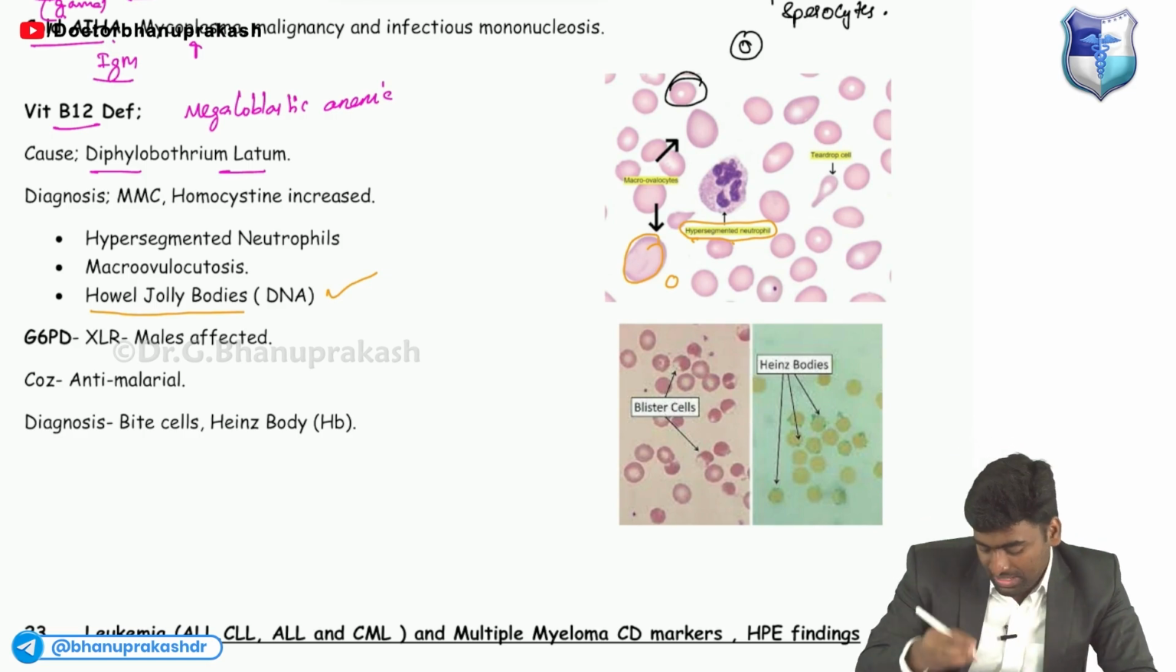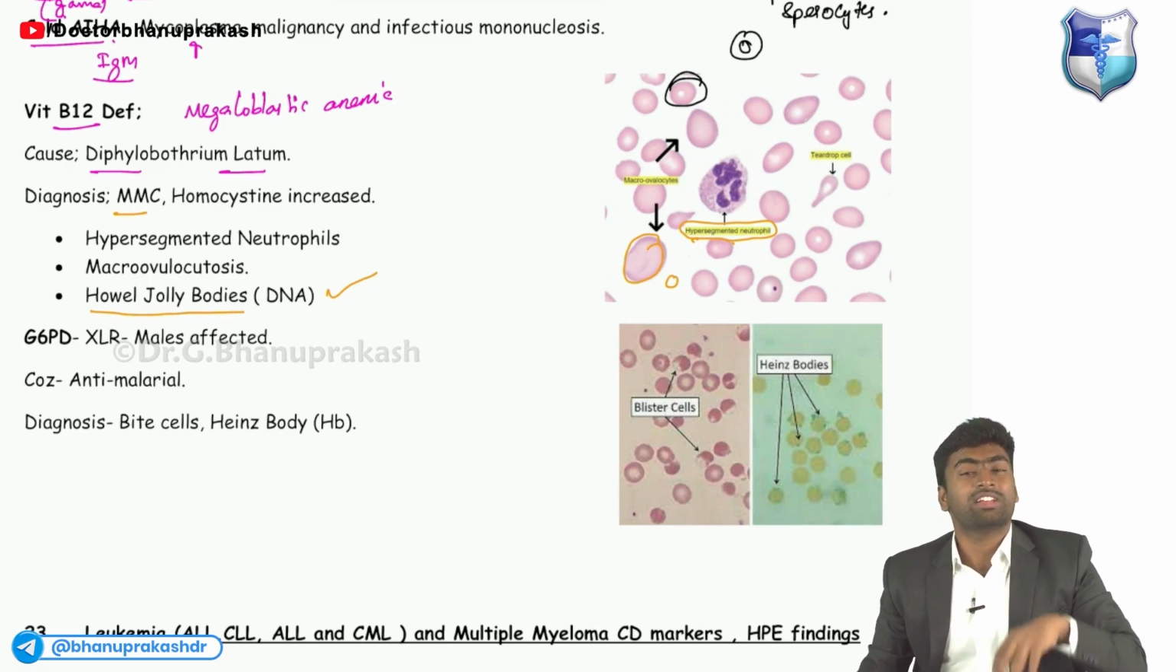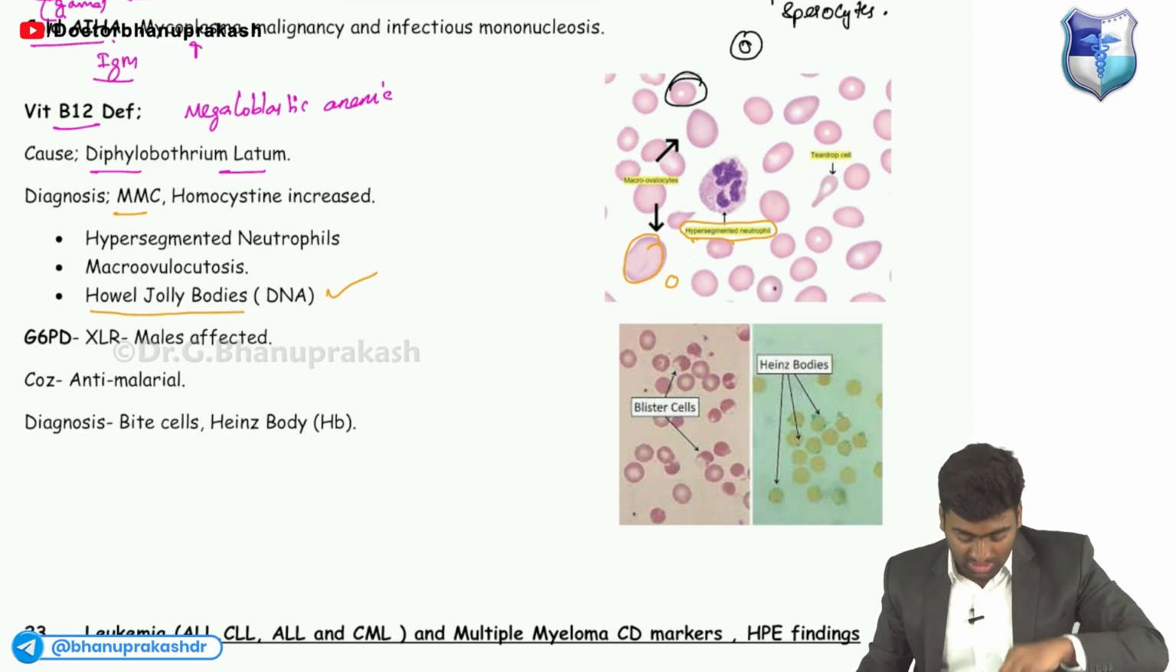और हम डायग्नोस करने के लिए क्या क्या देखेंगे? We will use MMA level and homocysteine levels. Both of them will be increased in a case of vitamin B12 deficiency.